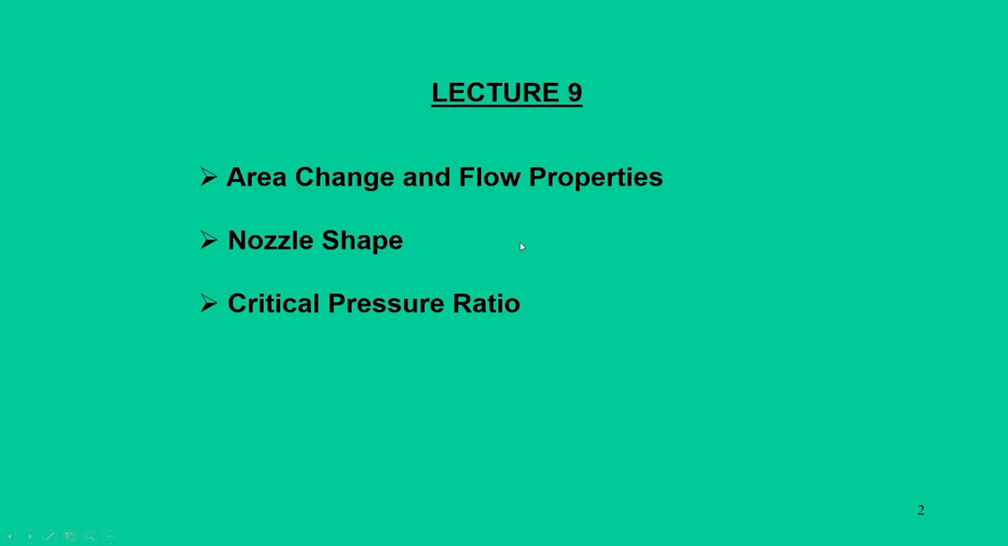Based on this we will try to see how the flow properties are going to be affected when there is an area change. This change in area, in our terms, we call the shape of the nozzles, how the shape of the nozzles we have to design. While talking about the shape of the nozzle, we will do some theoretical treatments of nozzle shapes, finding its optimum configurations, and when we design such nozzles, what should be the critical pressure ratio. These are the important topics of today's lecture.